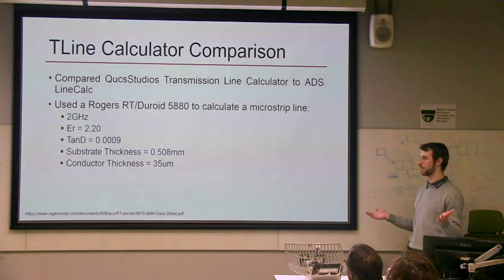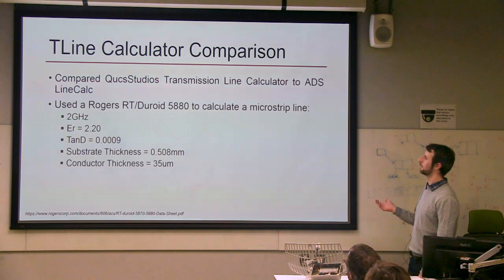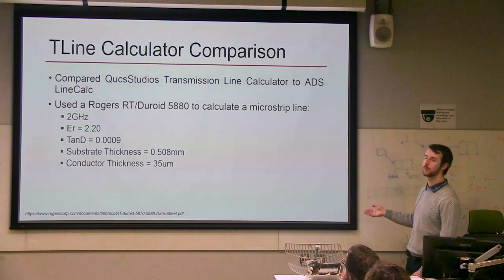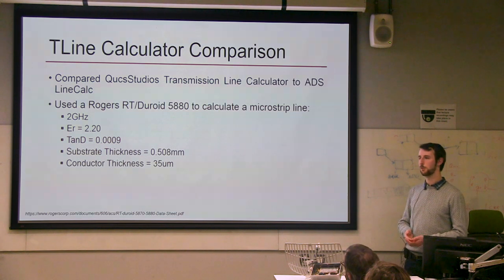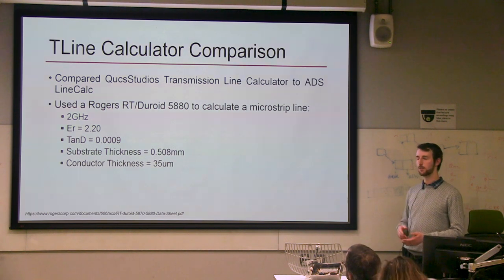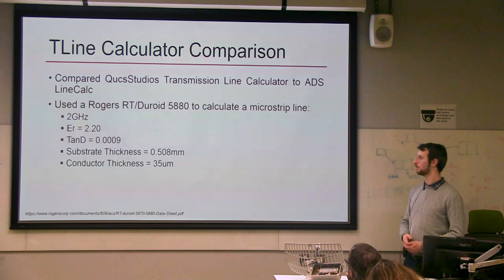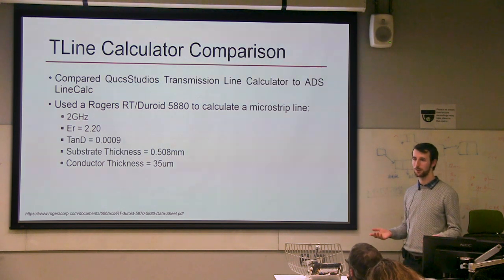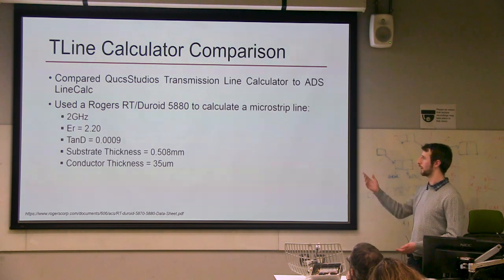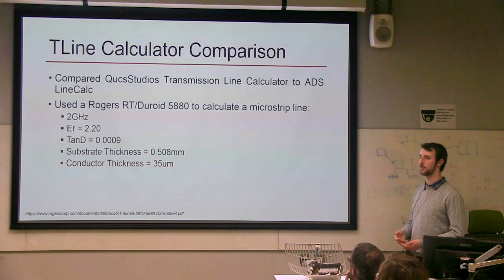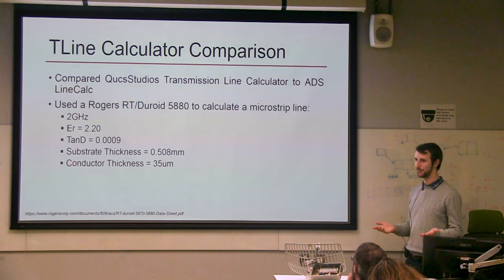Another comparison: I just did a quick comparison of the line calc tools. When you've designed your matching networks using Smith, you want to convert those to transmission lines, say microstrip, for example. You do that using the line calc tool, ideally. That's just applying equations that you can find in the book, but all in a nice little tool.